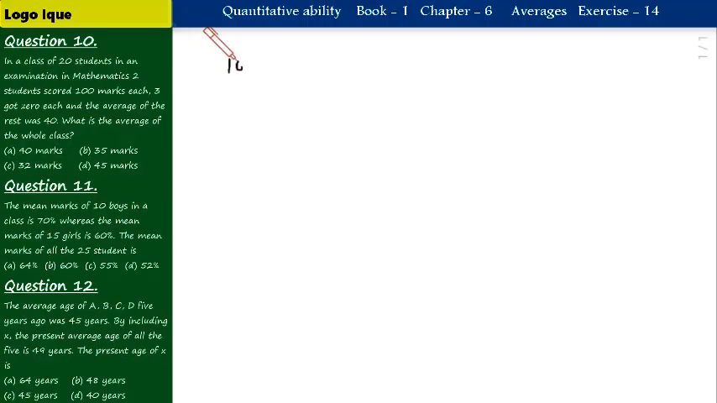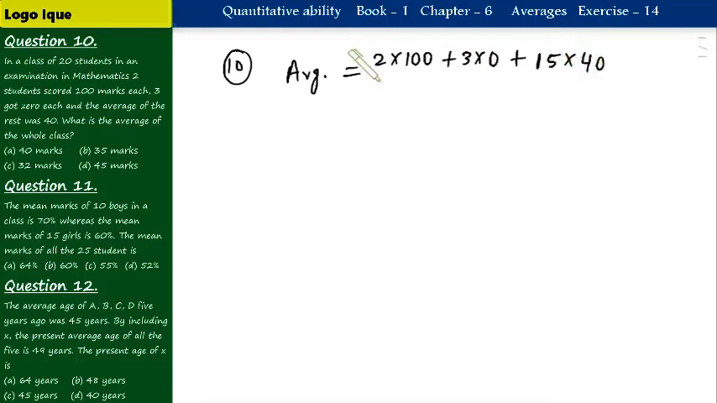Now, question number 10. It says in a class of 20 students in an examination in mathematics, 2 scored 100 each, 3 got 0 each, and the average of the rest was 40. Okay. So the average of the whole class will be calculated as, look at this very carefully, 2 students into 100 marks each, plus 3 students into 0 marks each, plus there are already 5 students we have accounted for, so 2 plus 3, 5. Remaining students would be 20 minus 5, that is 15 students, and their average is 40. Alright, so divide by 20. This is the question asking.